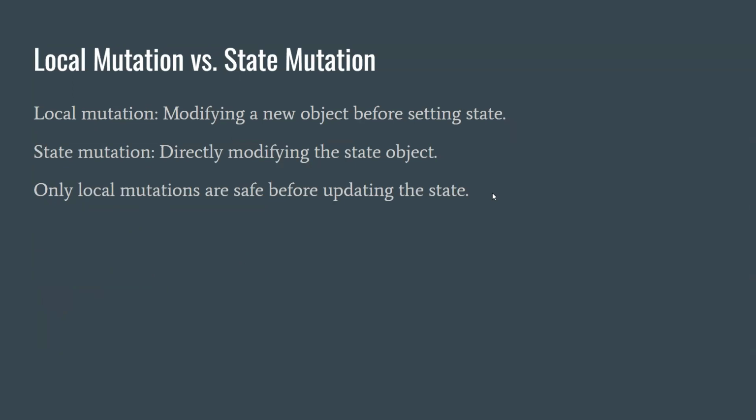Local mutation versus state mutation. So it is important to distinguish between local and state mutation. Local mutation refers to modifying a new object before it's set as state, which is completely fine since it does not affect state directly. However, mutating the state itself can lead to unpredictable behavior and should be avoided.